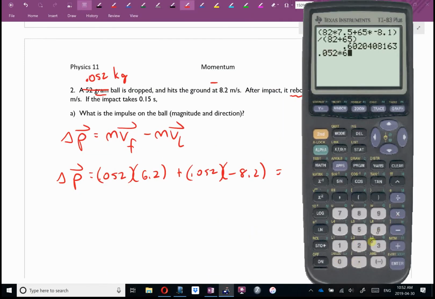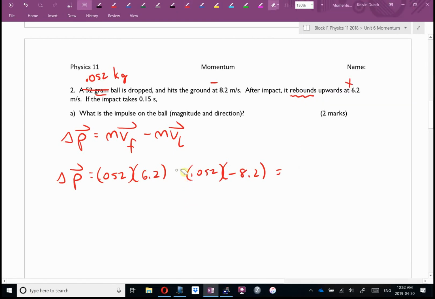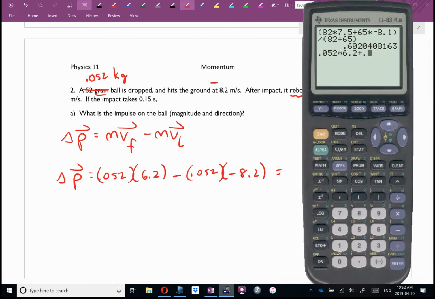0.052 times 6.2 plus, minus, Mr. Dueck. Geez, copy the equation down correctly. Minus 0.052 times negative 8.2. That's important because that gives me a minus, which is a plus. Did you all get an error, Mr. Dueck? Oh, minus. Did you all get 0.7488?